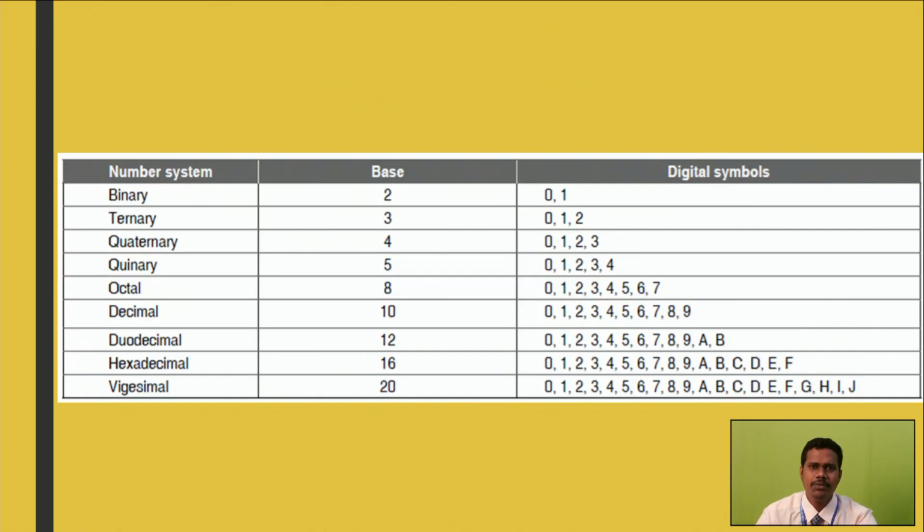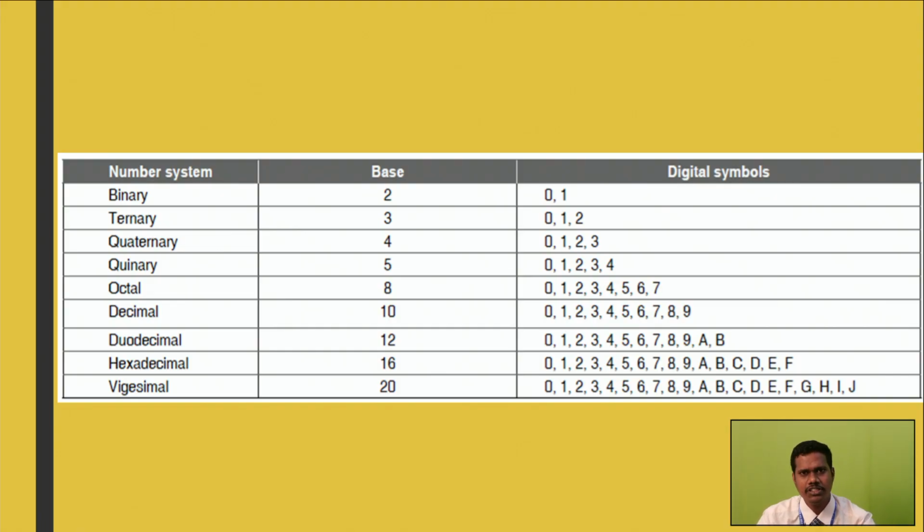So these are the different number systems we are using in this world. The binary number system has a base value 2, which means it has the digital symbols 0 and 1, and the ternary number system has a base value 3, which means the digital symbols used in ternary are 0, 1 and 2. In quaternary we have the base value 4: 0, 1, 2 and 3. In the quinary we have the base value 5, which means 0, 1, 2, 3 and 4. In the octal we have a base value 8, which is 0, 1, 2, 3, 4, 5, 6 and 7. So these are the digital symbols in the octal number system.